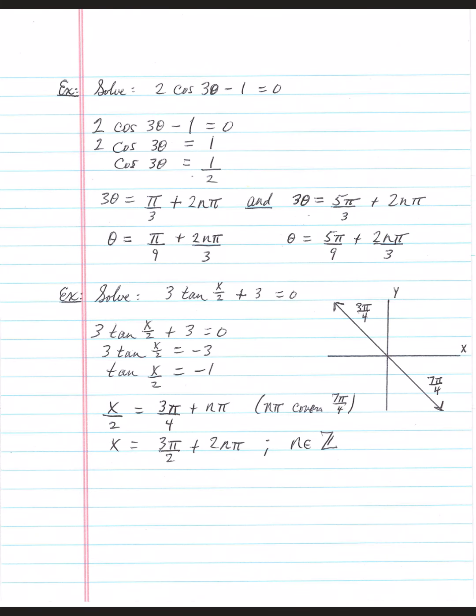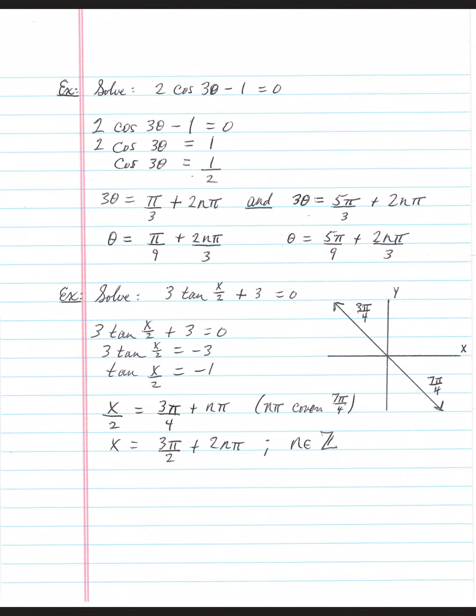Same idea for the bottom example. Isolate your trig function. So I'm going to rewrite the equation, subtract 3, divide by 3. -3 divided by 3 is -1. Tangent of x over 2. Let's find out where those angles are located, where tangent is equal to -1. Now remember, tangent is the slope. Tangent is -1 at these two angles, 3 pi over 4 and 7 pi over 4.